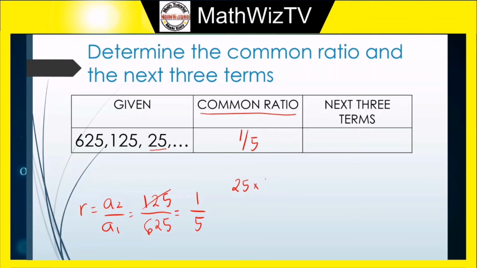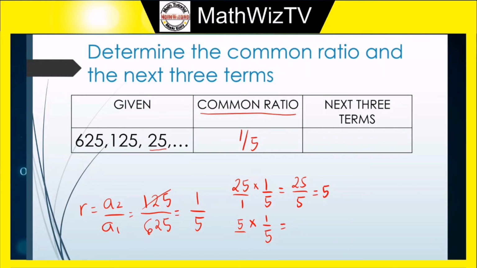So 25 multiplied by 1 over 5. Therefore, our answer is 1 times 25, which is 25 over 1. 5 times 1 is equal to 5. Therefore, the answer is 25 divided by 5. The answer is 5. And then 5 now becomes our next term. So that will be our next last term, which is 5. So we solve again for the next term. Therefore, we use 5 as our last term, multiplied by 1 over 5, which is our common ratio.